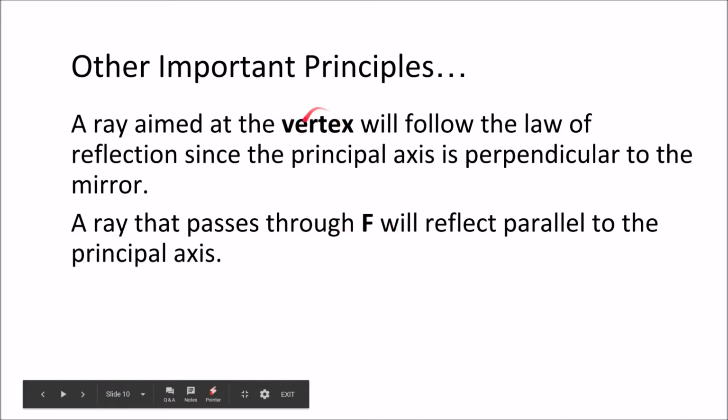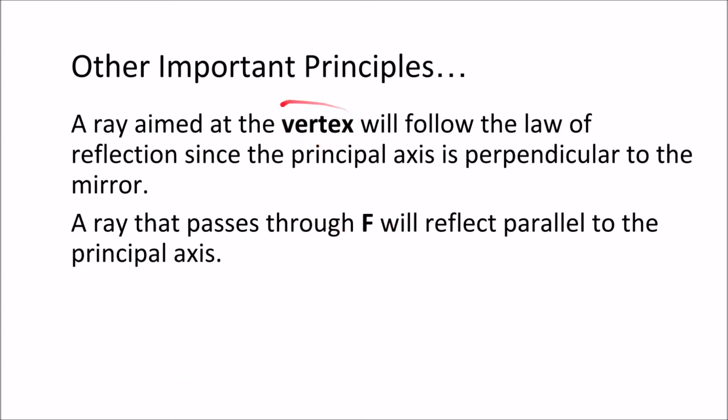That's only if a ray is shot or aimed directly at the vertex. A ray that passes through F is always going to reflect parallel to the principal axis. Now we saw that rule applied during our ray diagram, but these are just two rules to keep in mind.